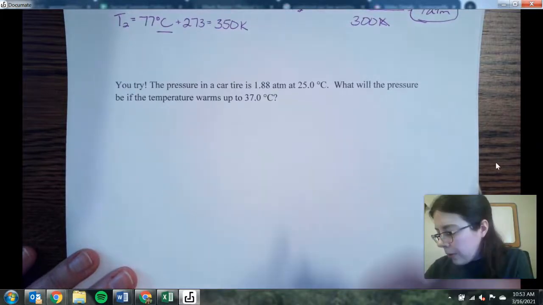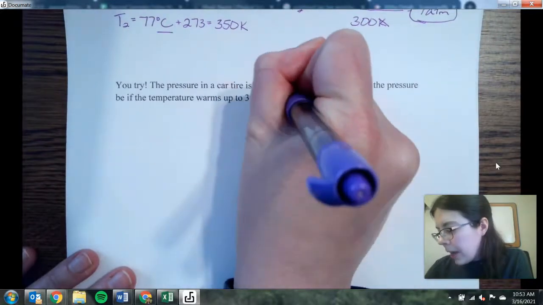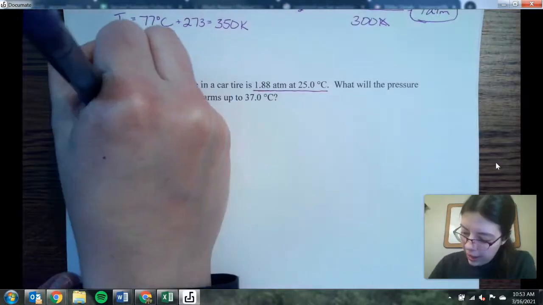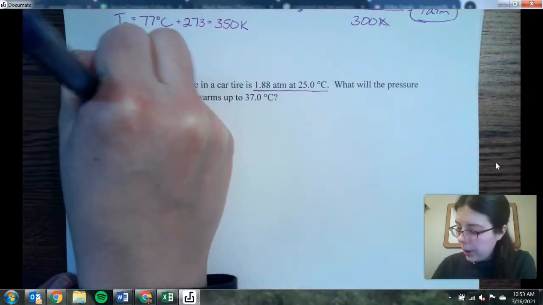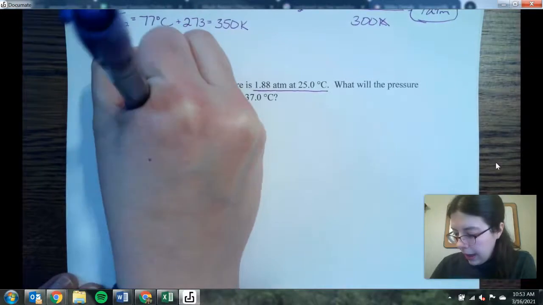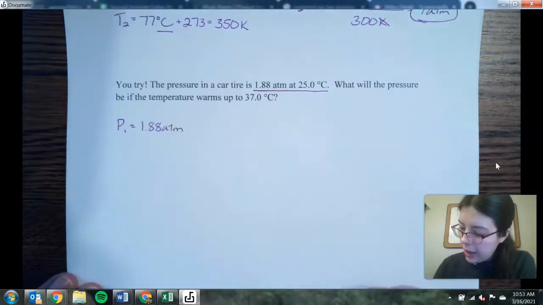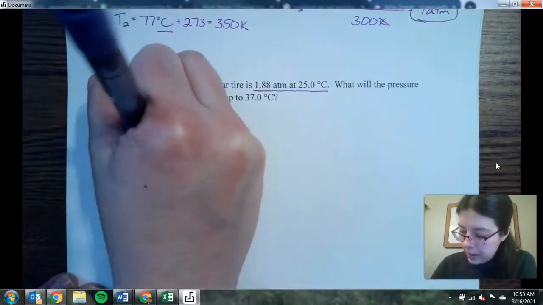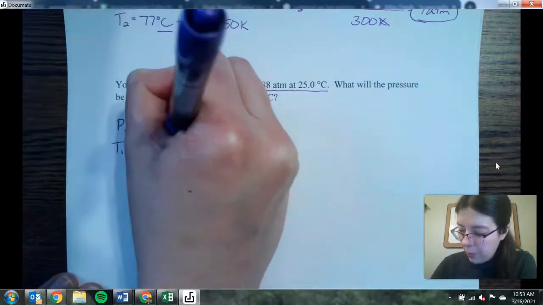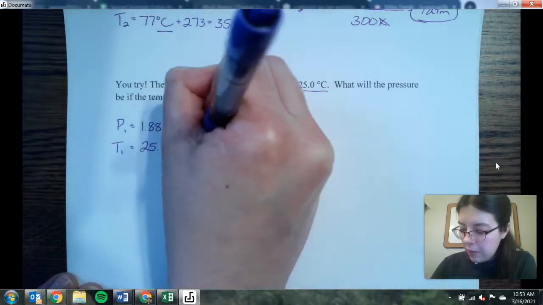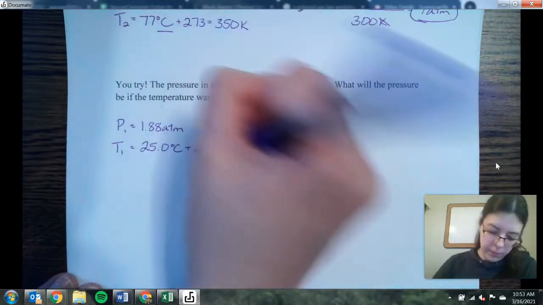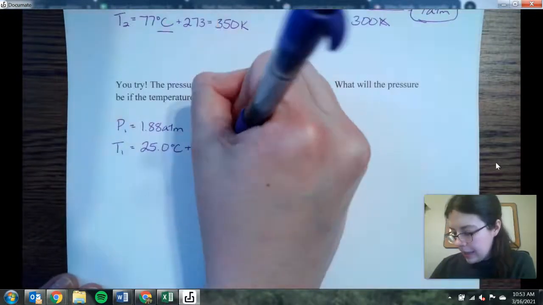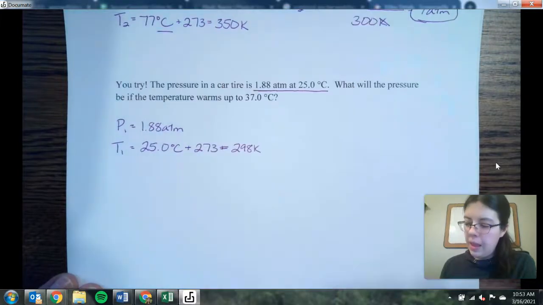Okay, so for our paired values, we have 1.88 atmospheres at 25.0 degrees Celsius. So that is going to be our set of ones. So our initial pressure is 1.88 atmospheres. Our initial temperature is 25.0 degrees Celsius, which we will have to add 273 to convert to Kelvin. So that gives us 298 Kelvin.